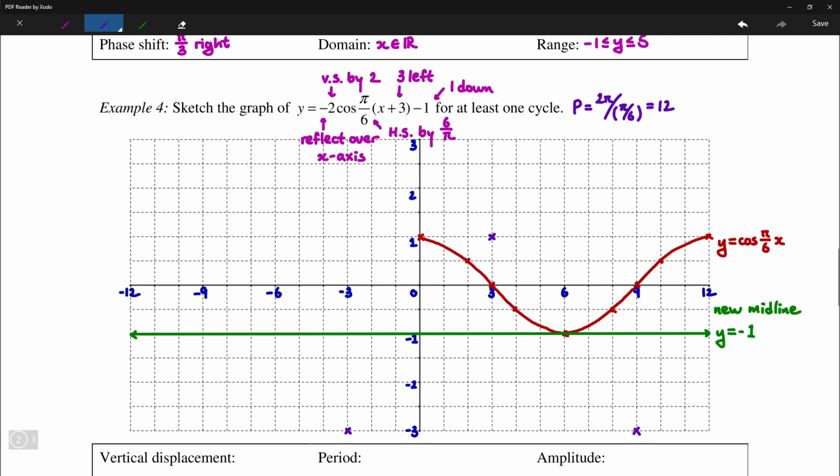Alternatively, we can just take the point (6, -1) and apply the transformations. We'll end up with the same thing, so let's try it here. So we have (6, -1), reflected is (6, 1), and then vertically stretched by 2 is (6, 2), and then left 3 spaces is (3, 2), and then down 1 is (3, 1). So we end up at the same point, transforming the points individually or using the coordinate system that we have.